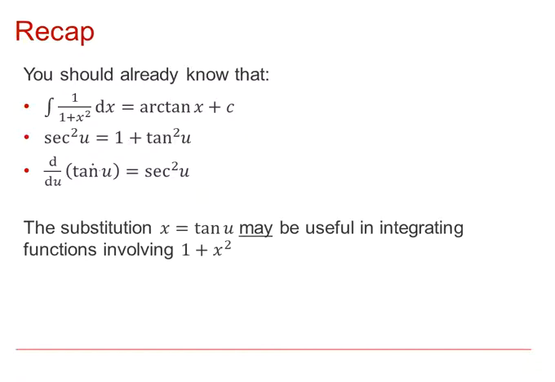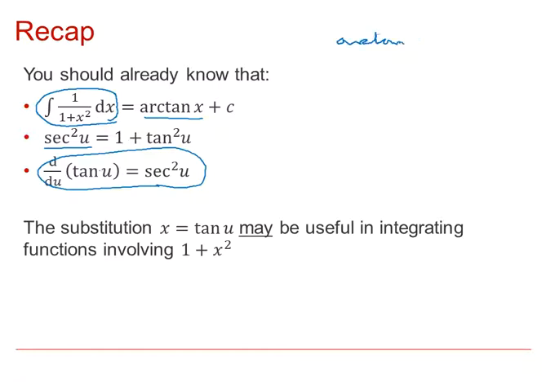So just to recap some of the things we've seen previously. We know that the result of the standard integral of 1 over 1 plus x squared dx is arc tan x plus c. We can write sec squared u as 1 plus tan squared u, and the derivative of tan u with respect to u is sec squared u. The reason we have x and u both mentioned here is that we're going to be exploiting the fact that if arc tan x is written as u, then x can be written as tan u.